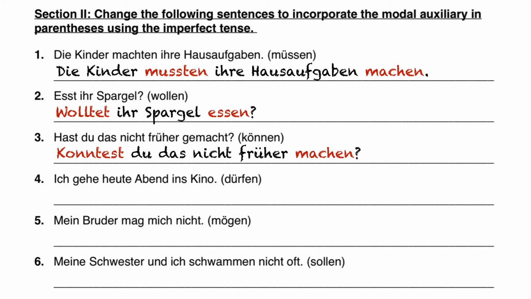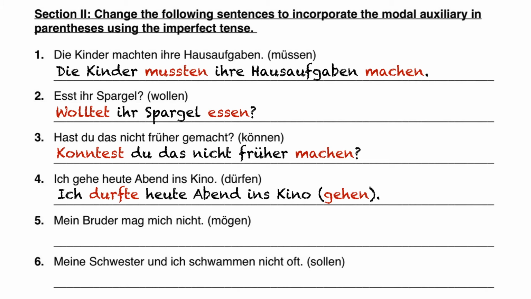Ich gehe heute Abend ins Kino. I am going to the movie theater this evening. If we want to say, I was allowed to go to the movie theater this evening, you would say, Ich durfte heute Abend ins Kino. You can add the gehen to the end of the sentence if you really want to, but ins already implies motion going towards the kino, or the movie theater, so we don't really need gehen in this sentence.